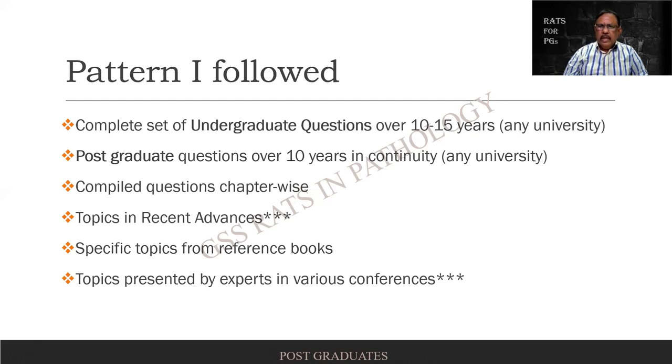But our idea is to attempt it when it comes as a question. Theories of atherosclerosis. This was a recent advanced topic those days. But then we used to mark it, read it up from Robbins. Early gastric carcinoma. One of the topics in the then recent advances. Mark it in Robbins and then read. Or any of the surgical pathology. Any specific topic from reference books. I had given you a few examples. And topics presented by experts in various conferences. So these you people should be marking.